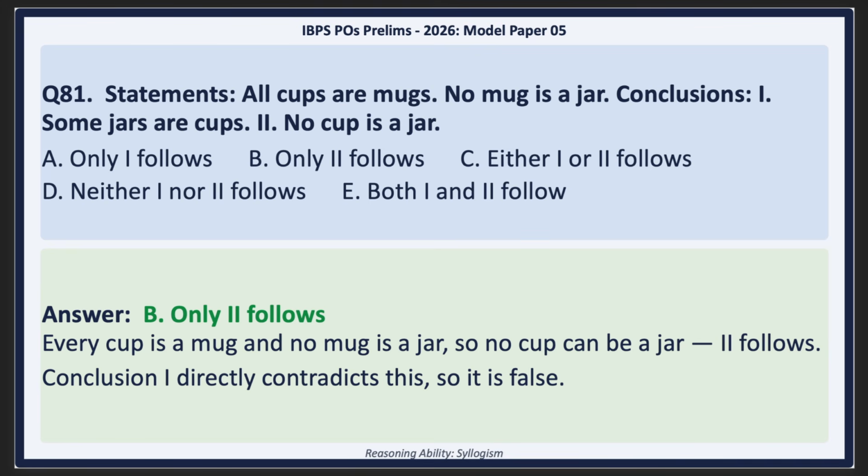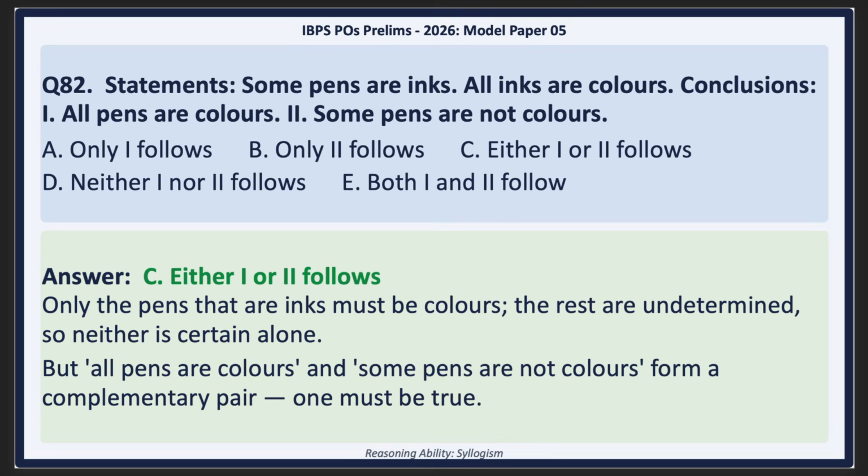Okay, but question 82 looks like a massive trap. Statements: some pens are inks, all inks are colors. Conclusion 1 says all pens are colors. Conclusion 2 says some pens are not colors. Wait, if some pens are inks and all inks are colors, my brain immediately wants to assume all pens are colors. Why is that a trap?